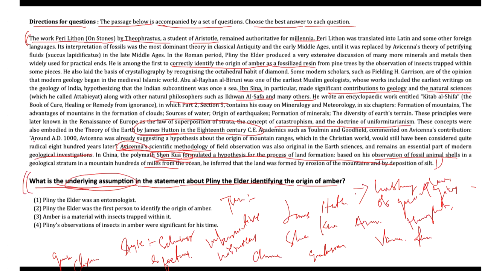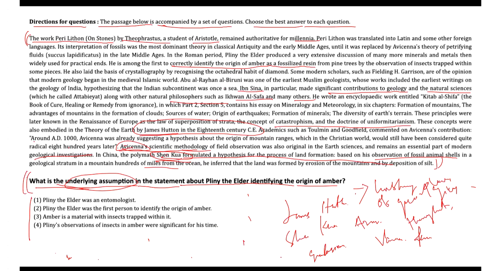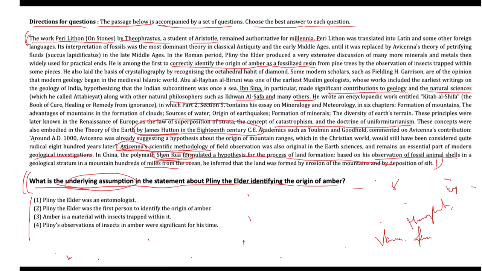Now, if you look at the options, what do we find out? It is stated about Pliny. Option one: Pliny the Elder was an entomologist. The second one states that Pliny the Elder was the first person to identify the origin of amber. The third one: amber is a material with insects trapped within it. And the fourth one: Pliny's observation of insects in amber were significant for his time.